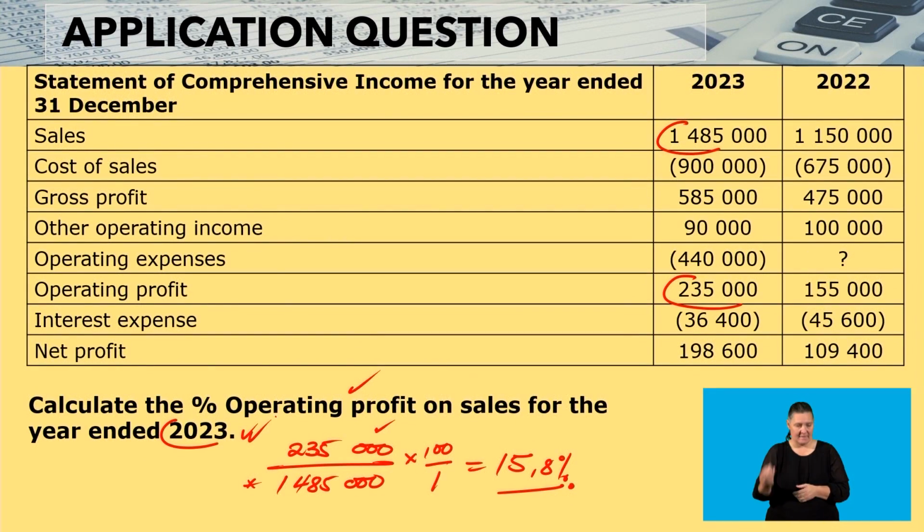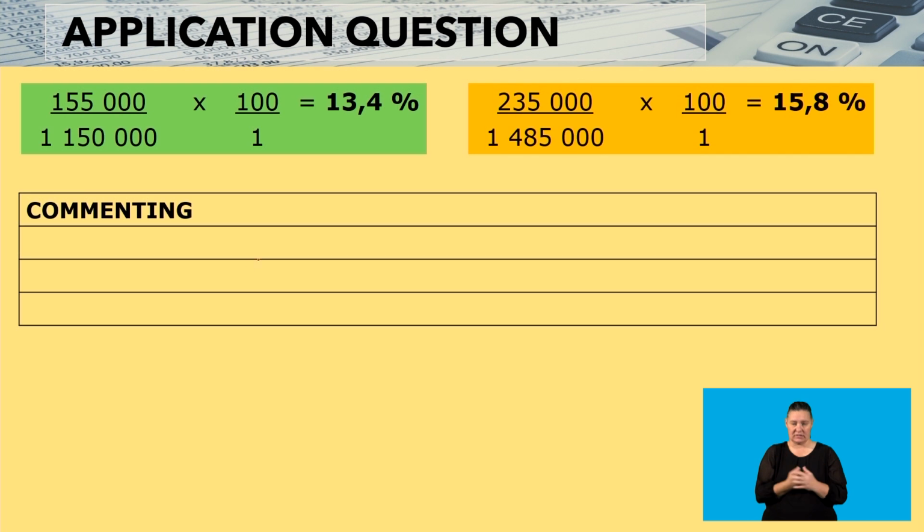Let's go and see if we can compare. We have 2023, and remember, we've already calculated 2022. This is our 2022 financial indicator, percentage operating profit on sales, and in 2023 our percentage operating profit on sales was 15.8%. As you can see, there is an increase, because it was 13.4, now it is 15.8. Therefore, there is an increase.